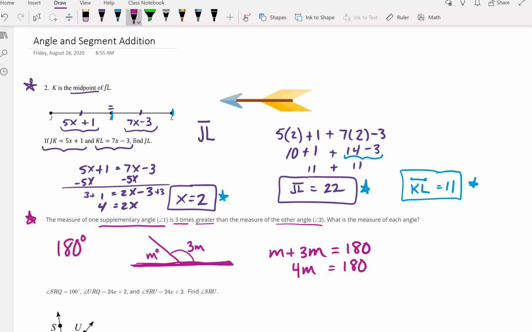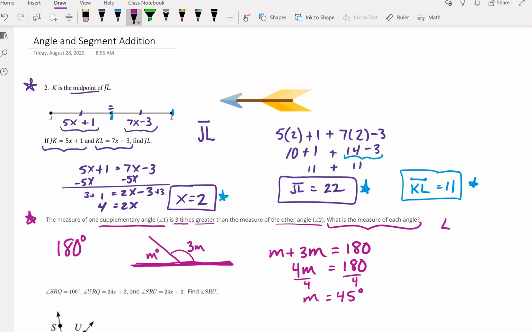And if we keep going with that, what should be our next step? Hopefully you're thinking divide by 4. Divide by 4, excellent. So we have an m value that is equal to 45 degrees. Okay. Now, again, that answers part of our question. What is the measure of each angle?